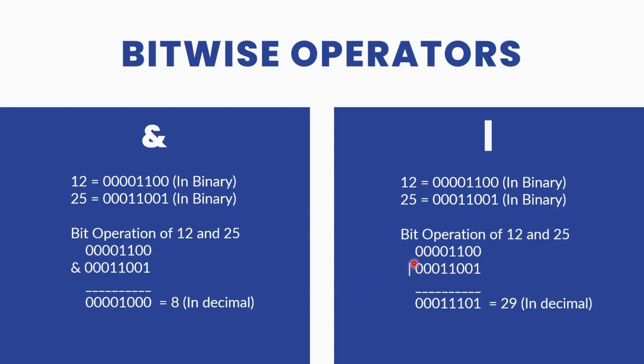Next, we go to the bitwise OR operator. Now the output of bitwise OR is 1 if at least one corresponding bit of two operands is 1.